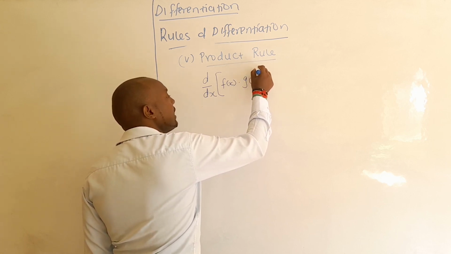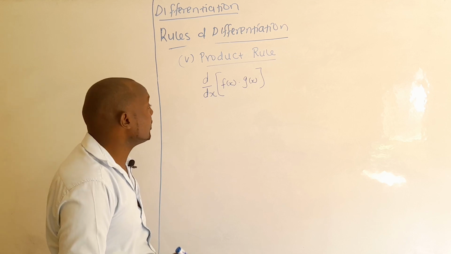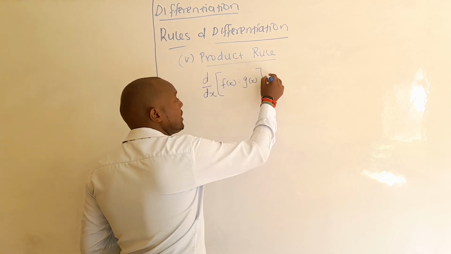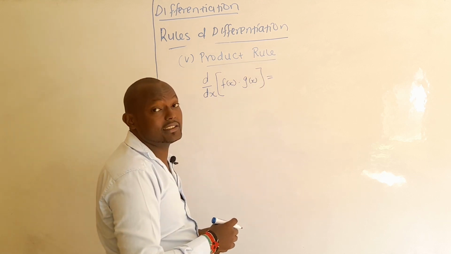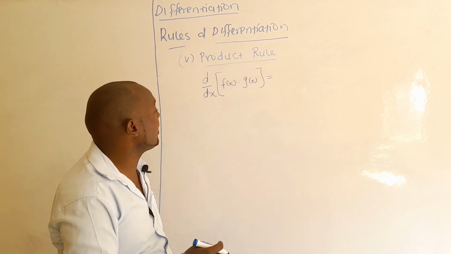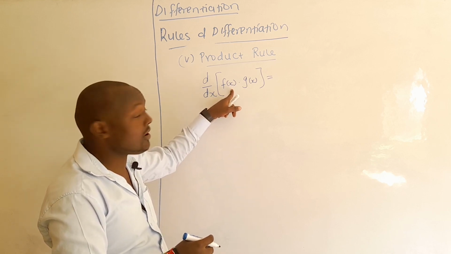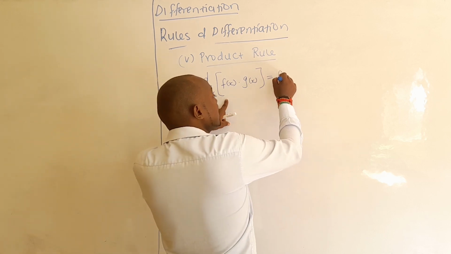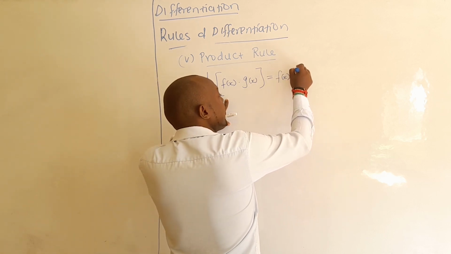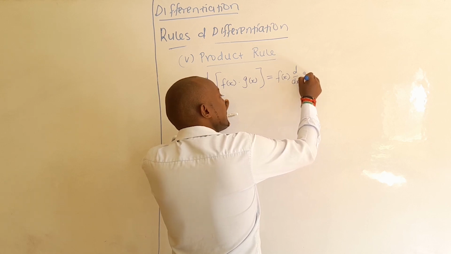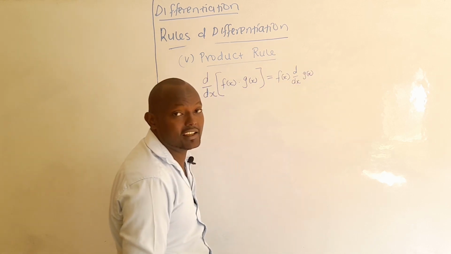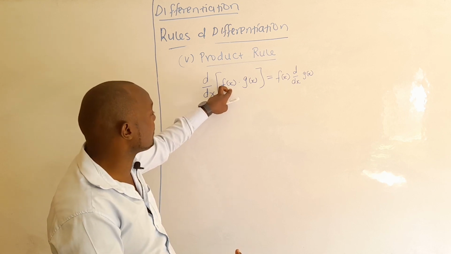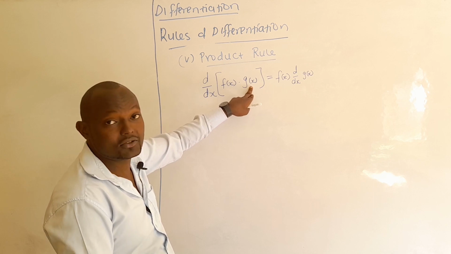Remember, we are having two differentiable functions, and we want to differentiate the product. In this case, if you want to differentiate the product of two differentiable functions, you treat one function as constant, then you differentiate the other. So I'll treat my function f as constant, then I differentiate my function g of x. As you can see, I have treated this one as a constant, so there's no need of differentiating that one. Then I differentiate this function of x.